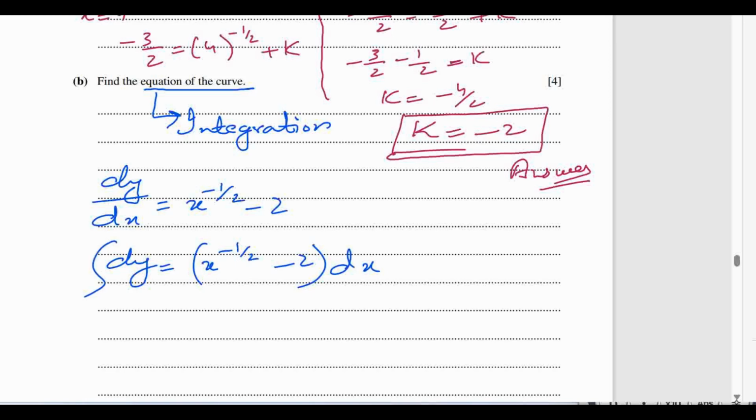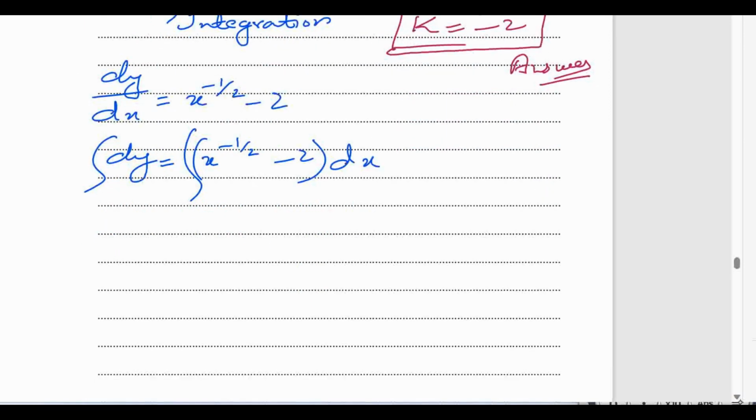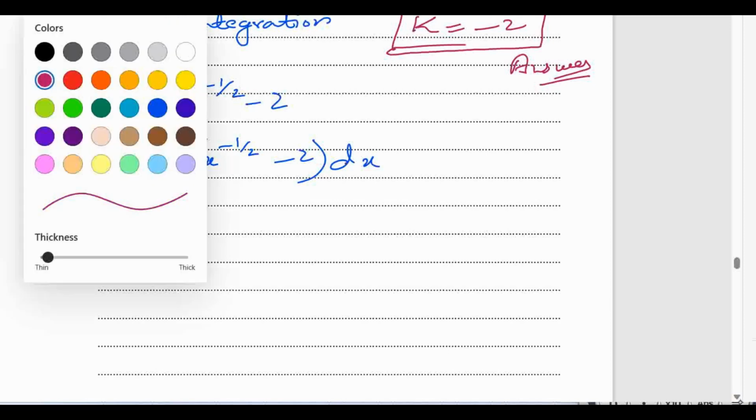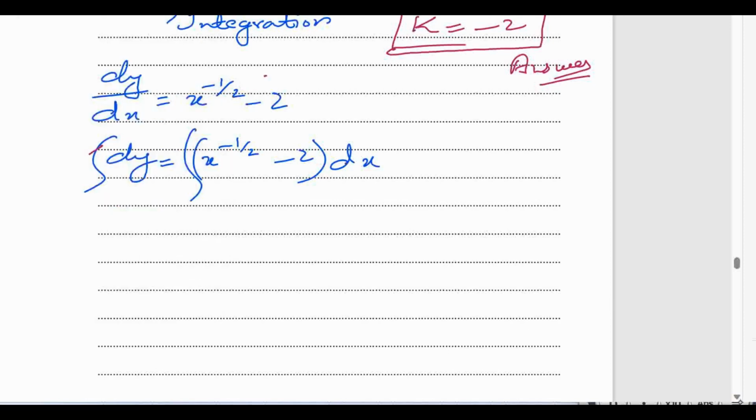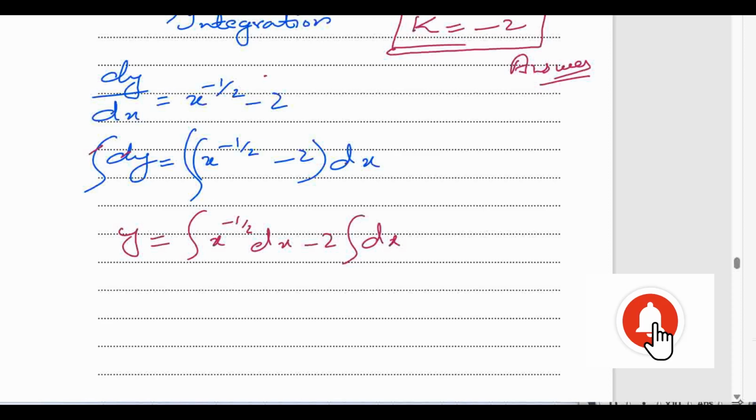Take integral with respect to x on both sides. So this will be cancelled out. So y will be equal to integral of x power minus 1 by 2 dx minus 2 integral of dx. Now if we integrate it, y is equal to x power minus 1 by 2 plus 1, so this will be x power 1 by 2 divided by 1 by 2, minus 2x plus c.